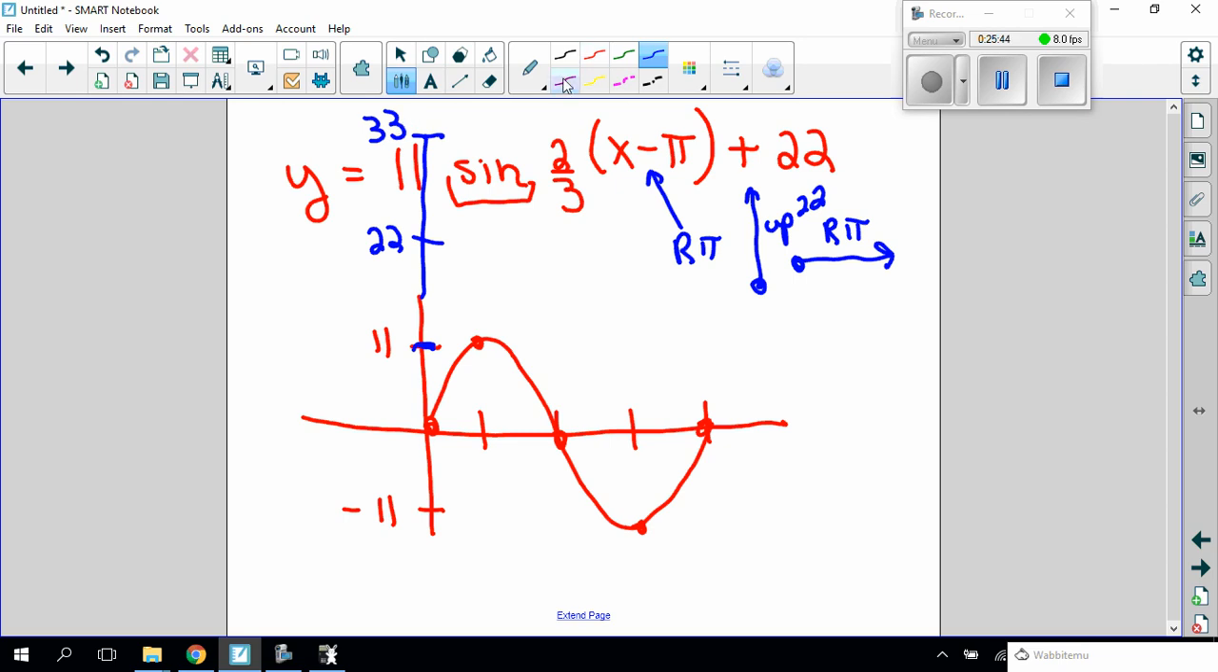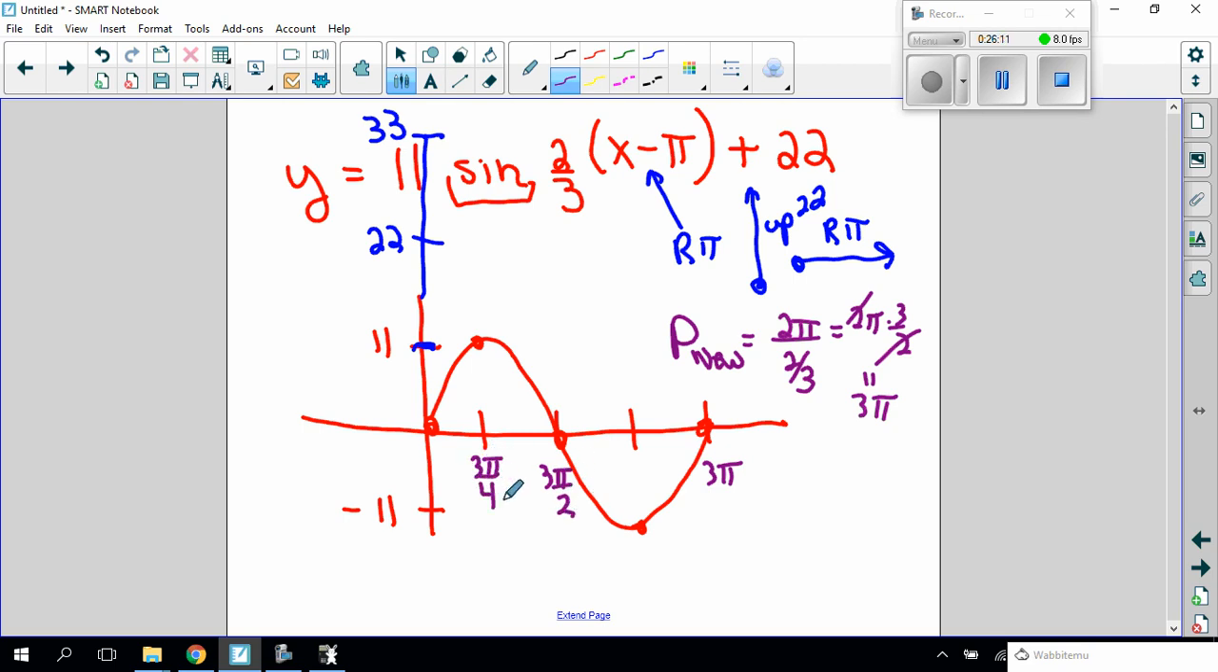But the one thing I haven't done yet is calculate P new. P new is 2 pi over 2/3, which is 2 pi times 3 halves, boom, boom, 3 pi. So this is 3 pi, because it's the fourth tick, the new period. It repeats every 3 pi, making this 3 pi over 2, making this 3 pi over 4, 3 pi over 4, 6 pi over 4, 9 pi over 4, 12 pi over 4.